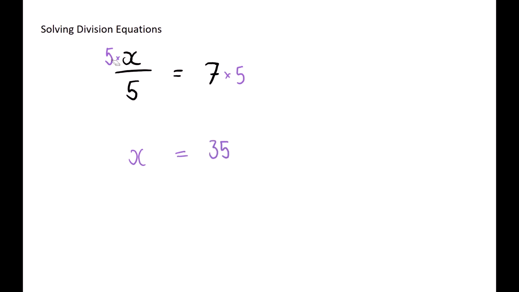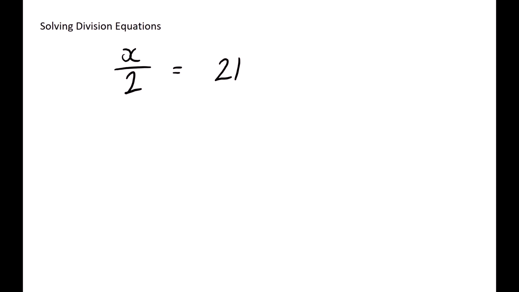Okay, so just going to working out. All I've done actually is I have just basically times these numbers together. We're going to times the bottom number by the number on the right hand side. Same idea for this equation. We've got x divided by 2. So we're going to do 2 times 21, or 21 times 2. That gives us 42, which means x is going to be 42.